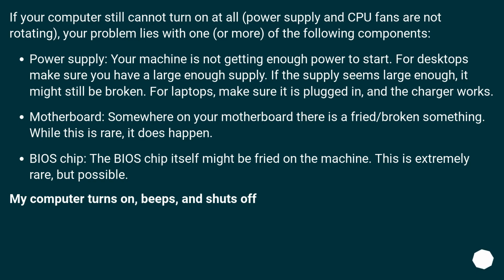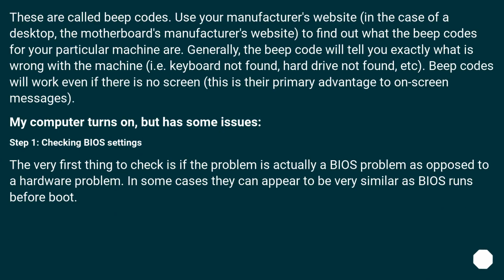My computer turns on, beeps, and shuts off. These are called beep codes. Use your manufacturer's website, in the case of a desktop, the motherboard's manufacturer's website, to find out what the beep codes for your particular machine are. Generally, the beep code will tell you exactly what is wrong with the machine, i.e. keyboard not found, hard drive not found, etc. Beep codes will work even if there is no screen. This is their primary advantage over on-screen messages.